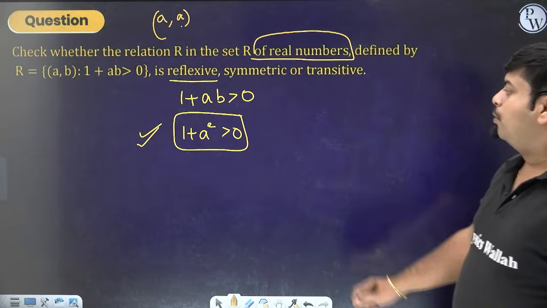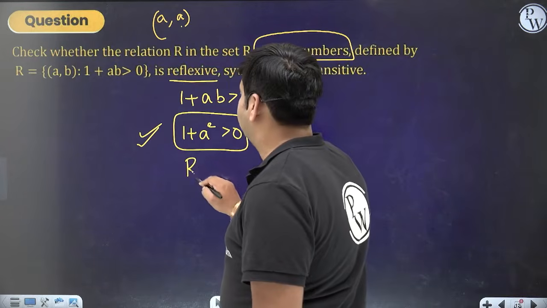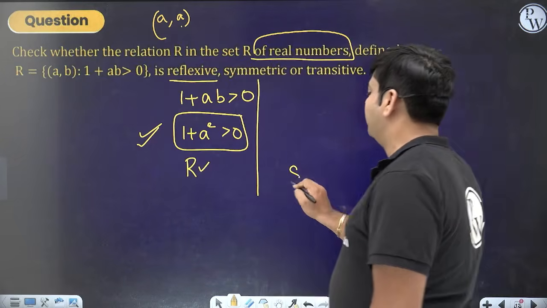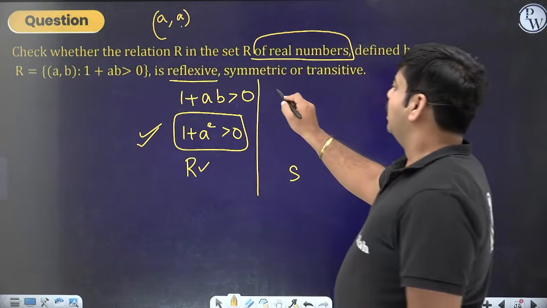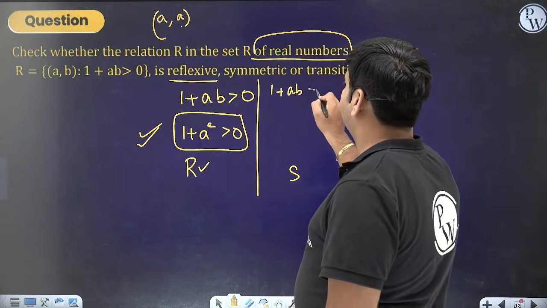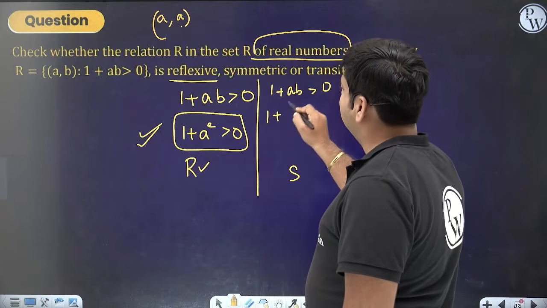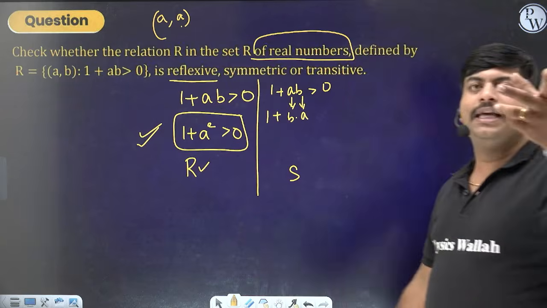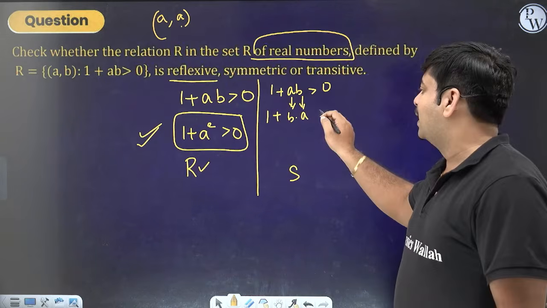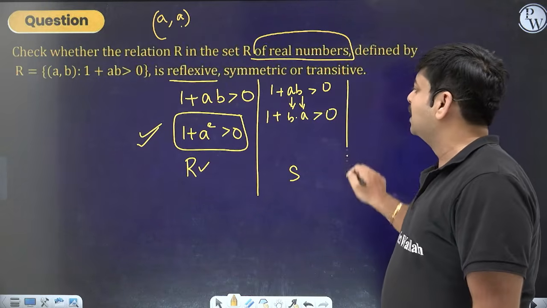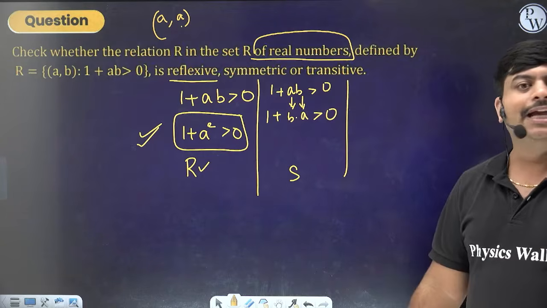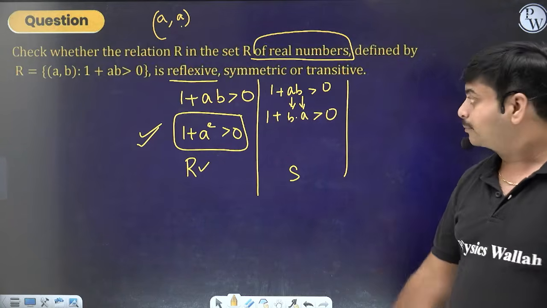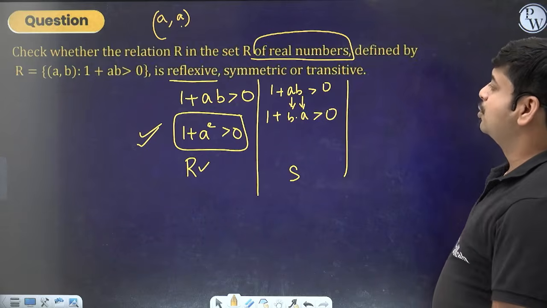Okay, so now this is reflexive. Reflexive is done. Now talk about symmetric. Symmetric means if 1 plus AB is greater than 0, then with A replaced with B and B replaced with A, whether 1 plus BA will be greater than 0 or not. Yes, it will be greater than 0 because both are the same. A into B or B into A, both are the same, right? In that way, what is the next?